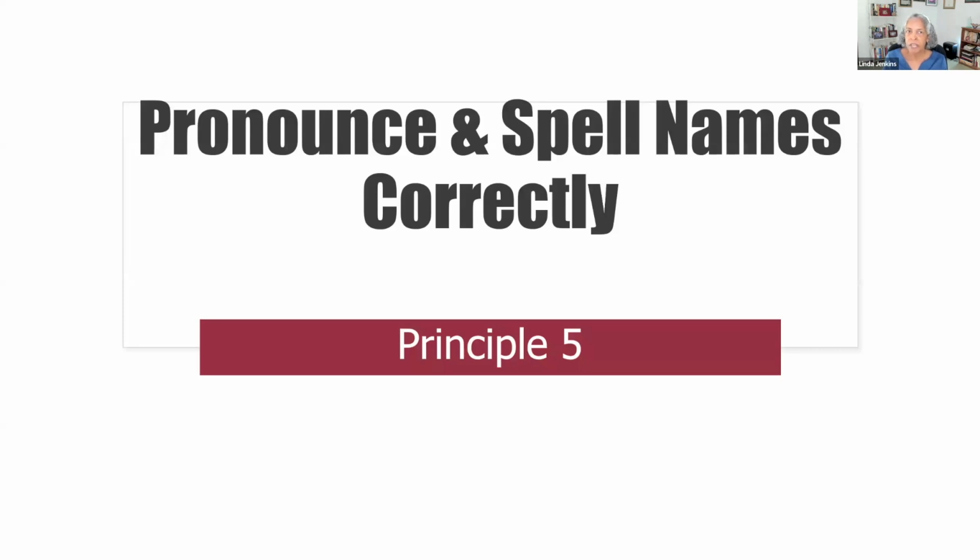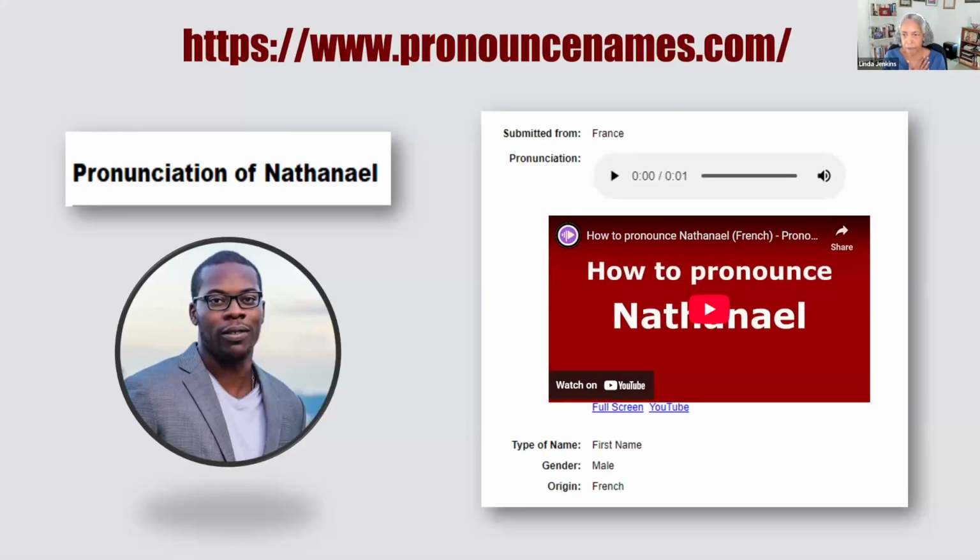The fifth principle to share is the opportunity we have to pronounce and spell names correctly. When I'm working with people, I often get feedback that they're harmed when people don't pronounce their names correctly. So you do have an opportunity. There's another free resource out there called pronouncenames.com, where you can type in the spelling of the name, and chances are very good that you'll be able to listen to the name being pronounced correctly so that you have the opportunity to practice how the name should be pronounced.